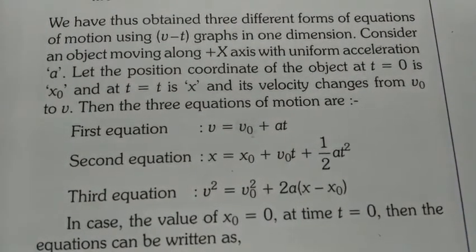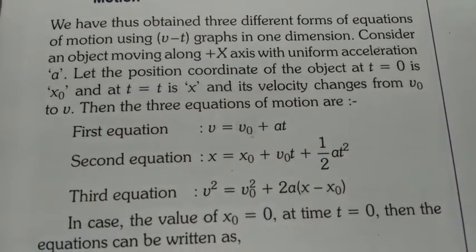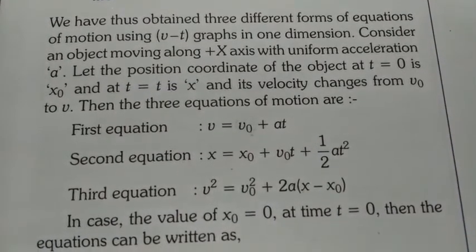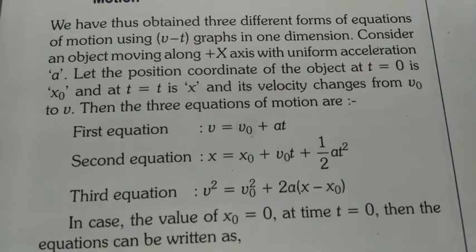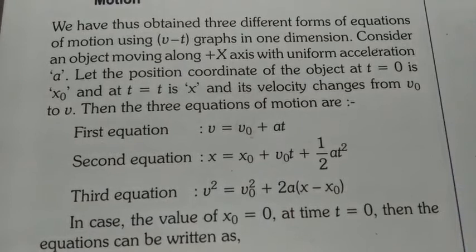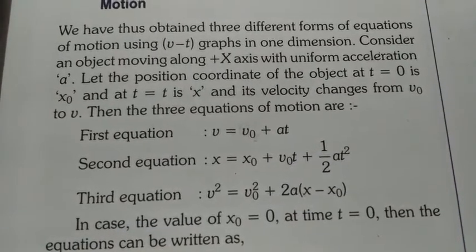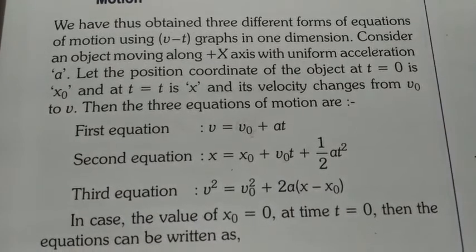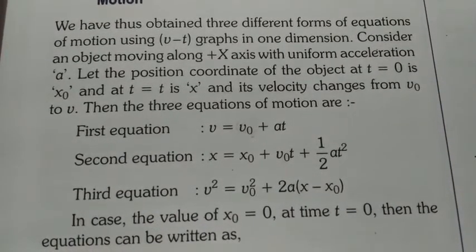That means the motion is in a straight line. So is it clear? Initial velocity is v0. When we accelerate the body with acceleration a for time t, the velocity becomes v, the final velocity. According to that, we have three equations here. The first equation is v equals v0 plus at. You can replace v0 with u if you want.